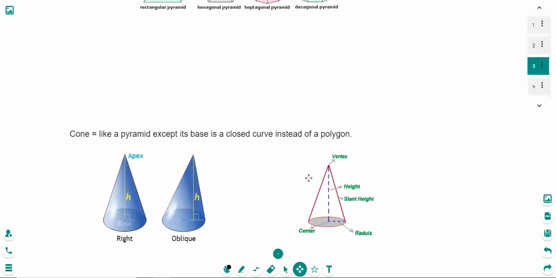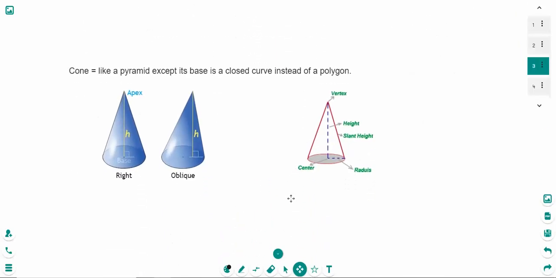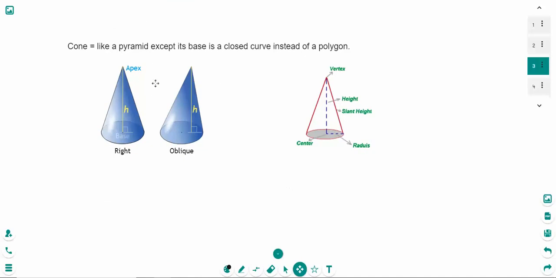Another definition: cone. A cone is like a pyramid, except its base is a closed curve instead of a polygon. That's the only difference, but it's kind of an important one. So if you look at the base of a cone, unlike a pyramid, it's circular in nature. There are curves to the base of the cone. There are not curves to the base of a pyramid.